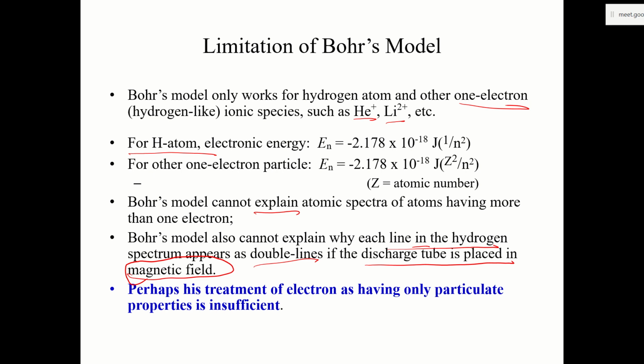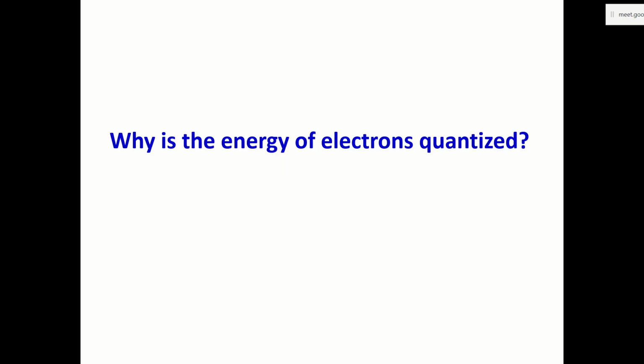Niels Bohr must have missed out something very, very fundamental, which people were trying to find out. This treatment of the electron was related to treating the electron only as a particle. Yes, somewhere it was found that it is not correct. Treatment of electrons as particles is not sufficient to account for the properties.